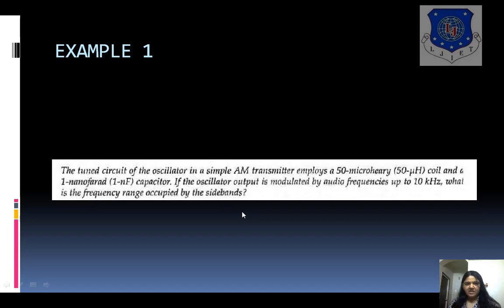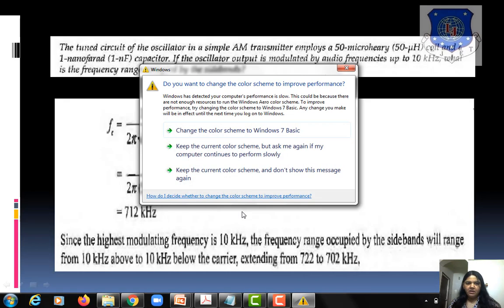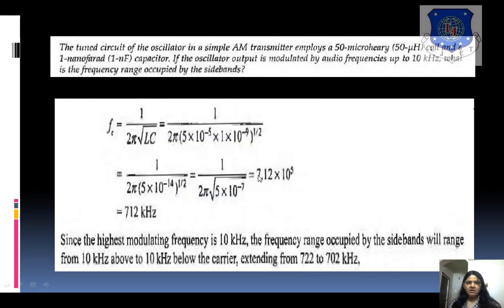We have studied the sideband theory of AM. Now the frequency equation is 1 upon 2 pi square root of LC. Put the value of L and C in the equation, and we can find the value of this frequency. It is 712 kHz.